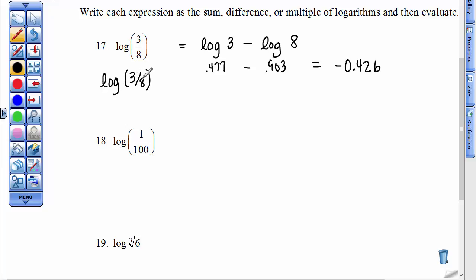You just want to know what the log of 3/8 is. And you know 3/8 is 0.375. So you're just looking for the log of 0.375. And that is equal to negative 0.426.